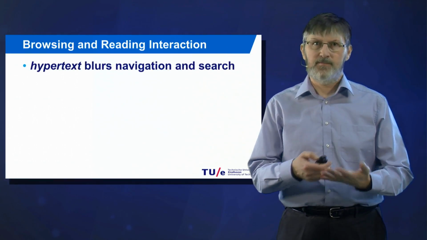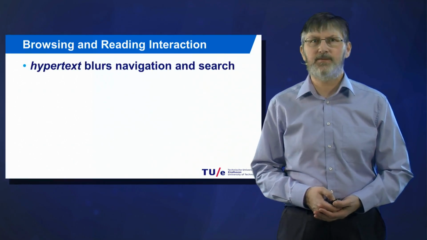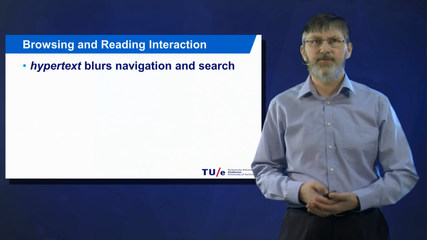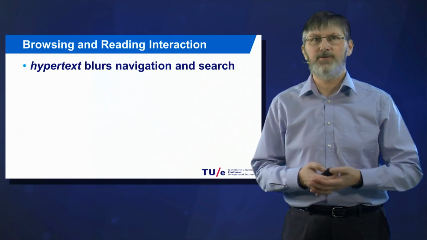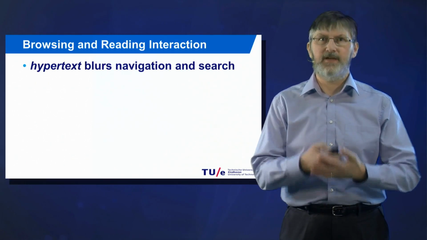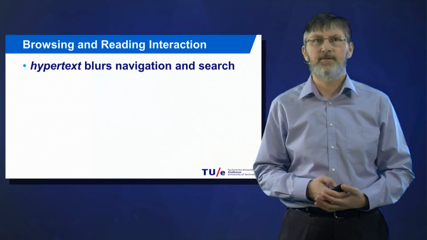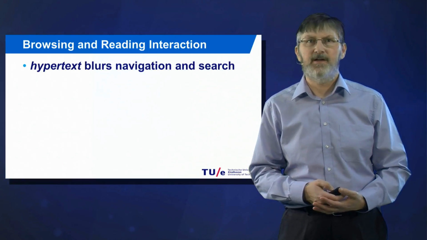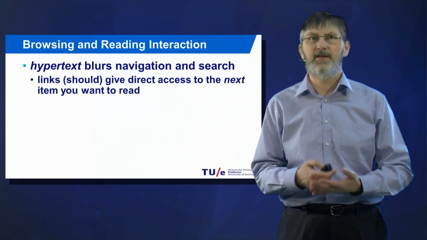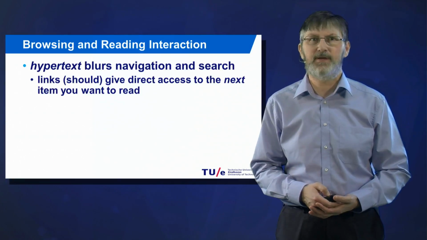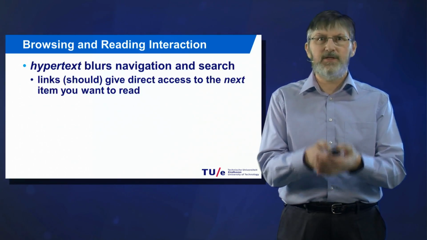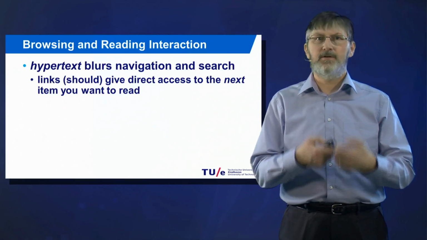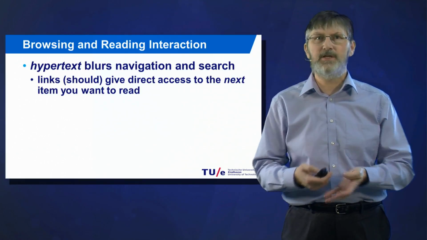Hypertext, invented decades ago already, blurs the difference between navigation and search, mostly in textual information. The web has made this the common way in which we now access information. Links are intended to give direct access to the next item that you want to read.